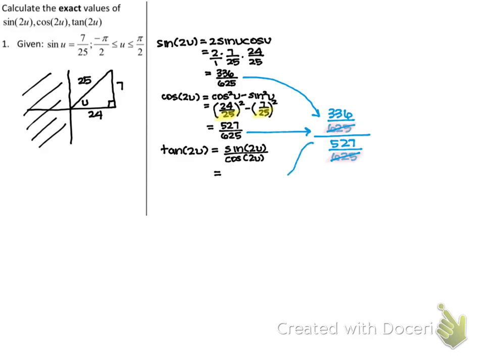So I'll just bring this guy over here. Another reason why I like cosine squared minus sine squared is that it guarantees that I have the same denominator too. Although the other way will as well. Okay. We'll take a look at the next one.